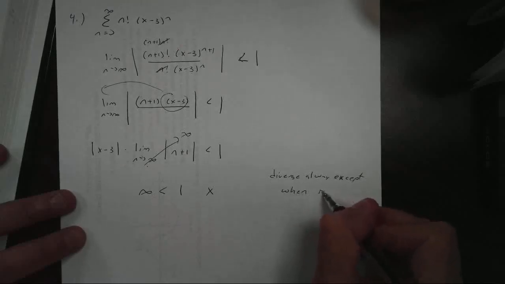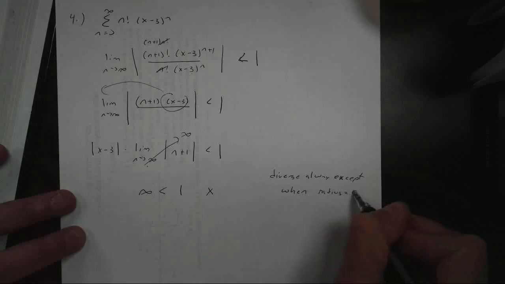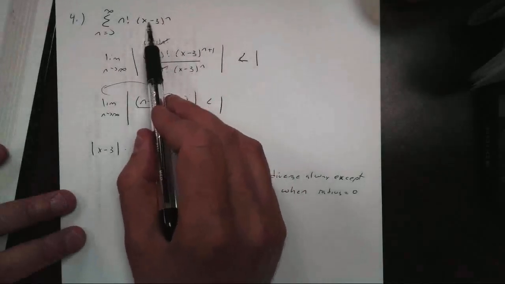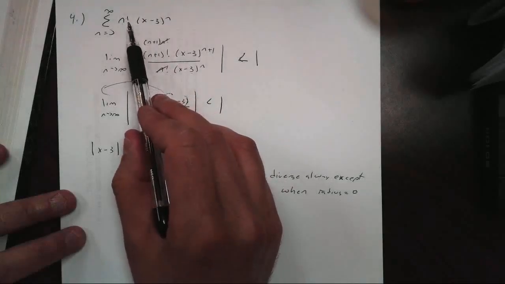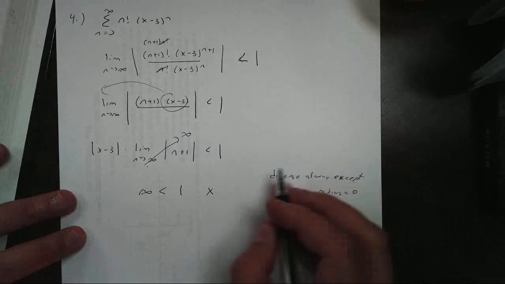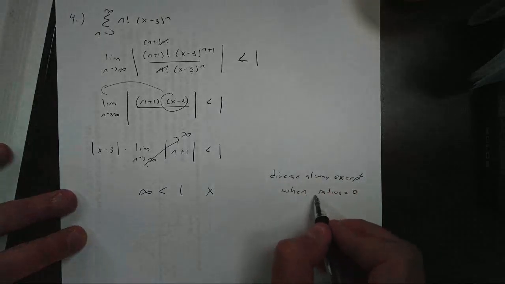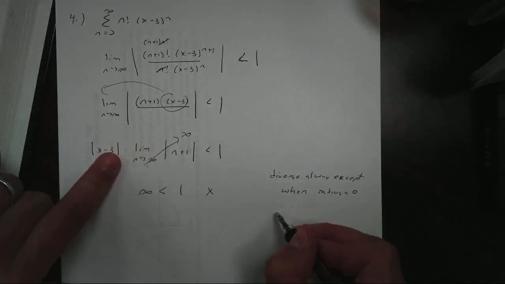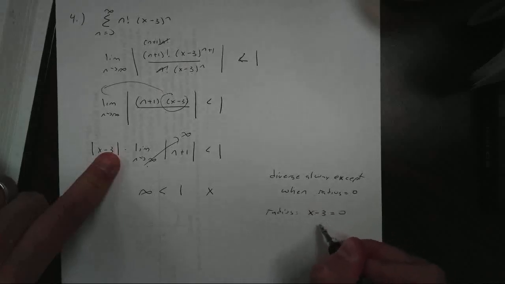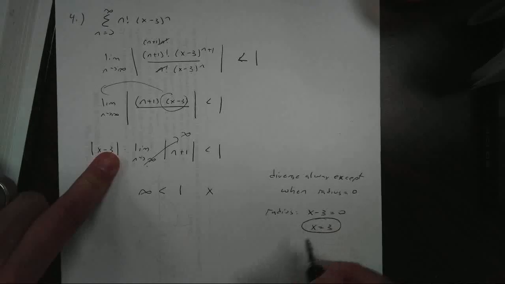when our radius is 0. We talked about why that is. If this is 0, my radius is 0. If this is 0 right here, it'd just be 0 plus 0 plus 0. It converges to 0 if you add it all up. So we have to set our radius equal to 0. Well, how do we get our radius? That's just this x minus 3. So to get the radius, we take this x minus 3, set equal to 0. This will converge if x equals 3.